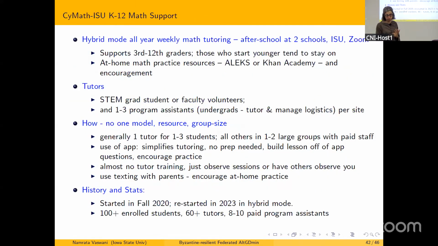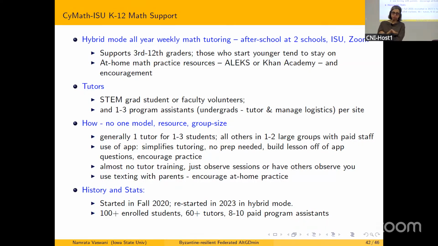So one thing I have been running at ISU, and if there's cooperation from the schools, it's a very easy and very useful thing to run, is a hybrid mode, all-year-long math tutoring program, where you start supporting students early, starting in 3rd grade, and support them for as long as they want, and of course enroll students at whichever grade. The point also is that the students who start younger tend to stay, because changing mindsets in middle school is very hard, as we all see with our own kids also.